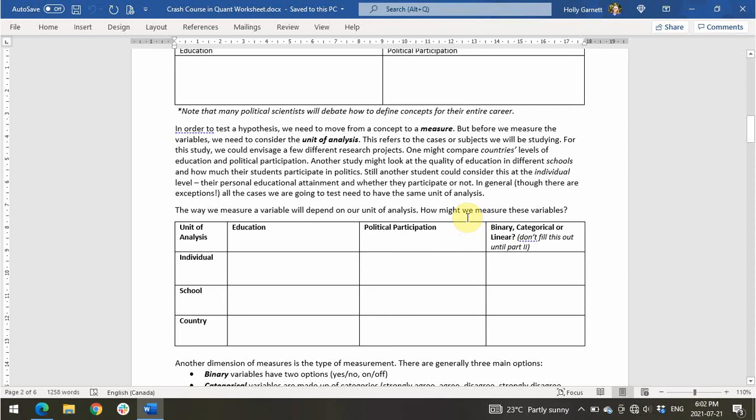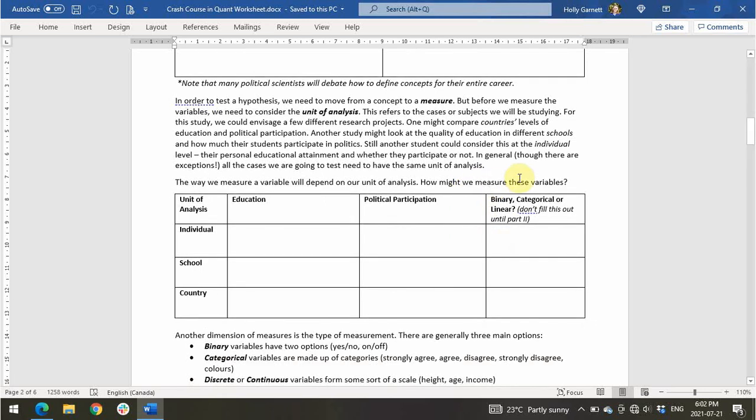So first we need to consider what our unit of analysis is. This refers to the cases or the subjects that we will be studying. For this particular study, we could think of a few different research projects. We could compare countries' levels of education and political participation. We could look at quality of education in different schools and how much their students participate. Or we could look at the student level. So we could consider at the individual level their personal educational attainment and whether they participate or not.